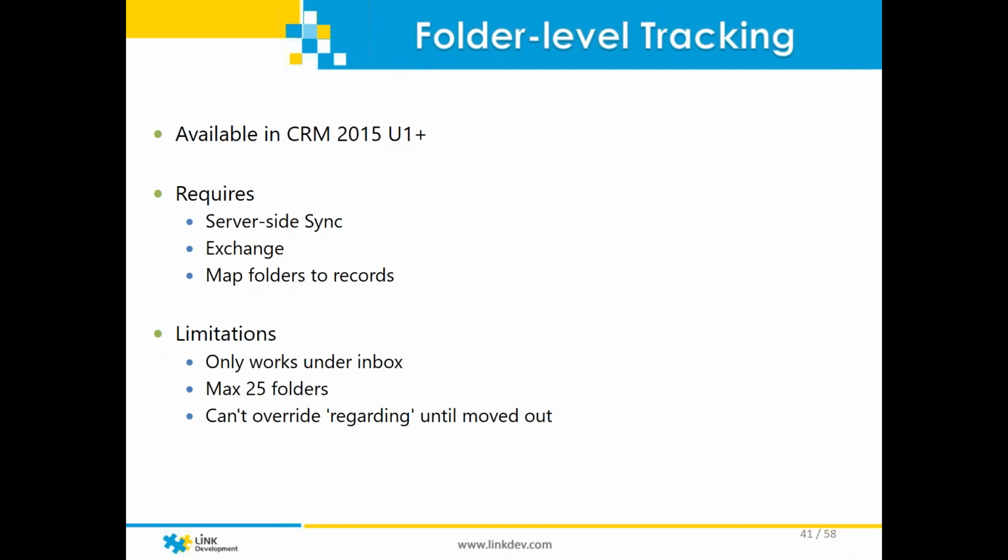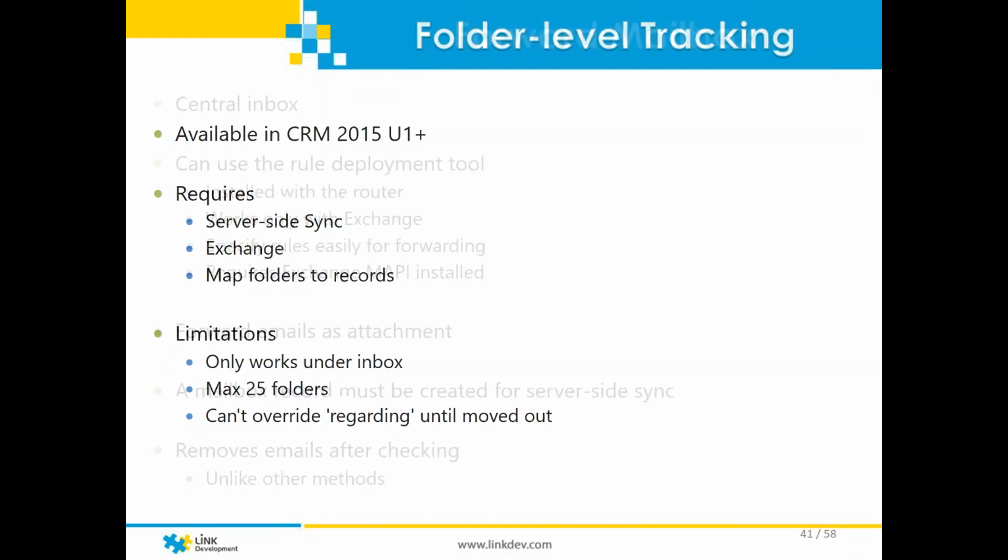Limitations. Well, it only works under the inbox. The folder has to be a subfolder of the inbox. Maximum 25 folders, and you can't override regarding until the email is moved out. If you update the regarding field in the email activity, it will be switched back again to whatever record it was originally. So you can't modify the regarding lookup until you move the email out so that it's not tracking it anymore.